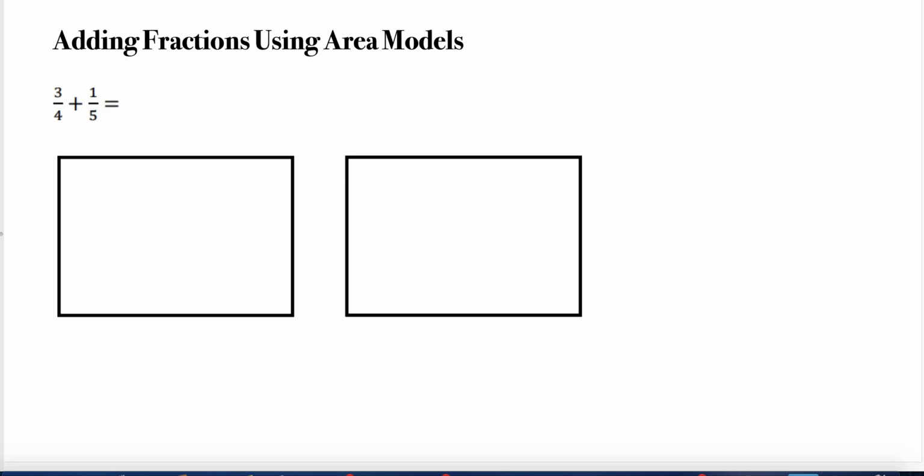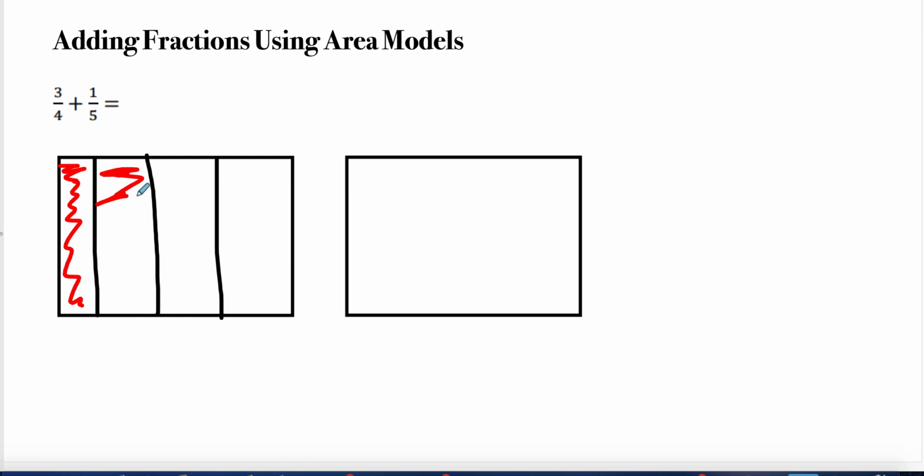I am going to review how to add fractions using an area model. I want to add 3/4 plus 1/5. I'm going to start by putting my 3/4 in my first area model, and I'm going to use vertical lines to make my fourths. 1, 2, 3 lines. Now it's split into fourths, and I'm going to shade in 3 of them.